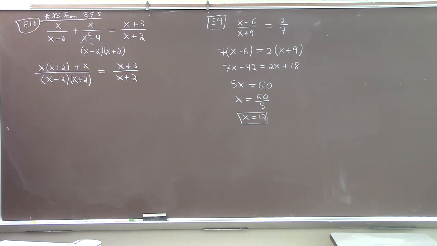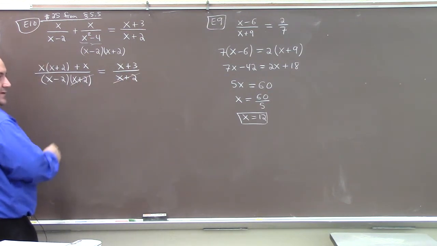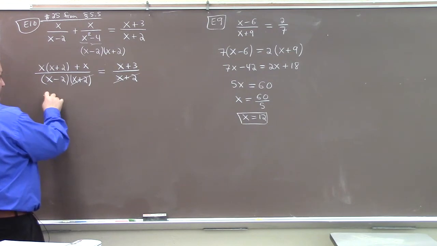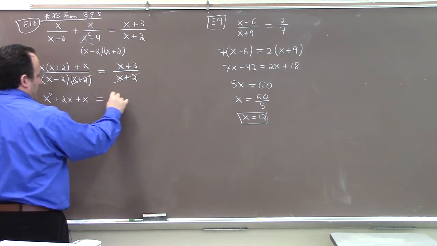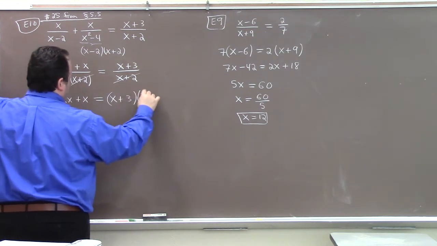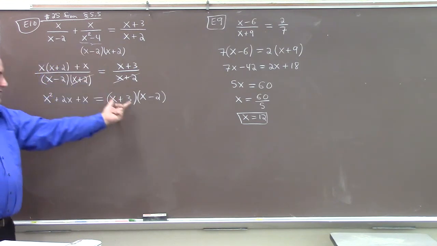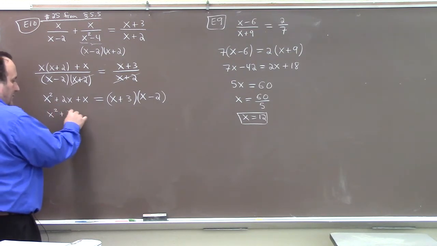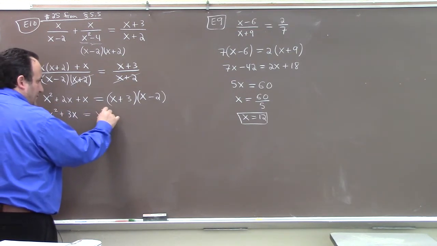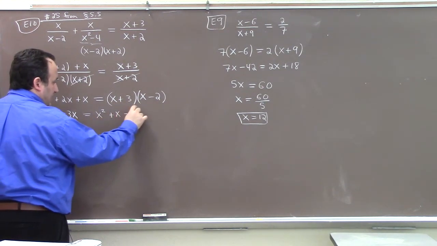And then I can cancel this and that. And I can multiply this over there, and I get myself an x squared plus 2x plus x is equal to x plus 3 times x minus 2. Do you follow? So I multiplied out the numerator here, and I multiplied the denominator to the other side, giving me this. Then, of course, this is x squared plus 3x, and that is x squared plus 3x minus 2x gives me plus x minus 6.